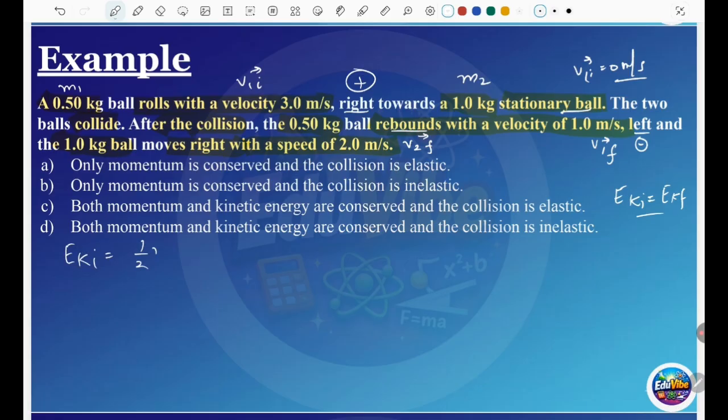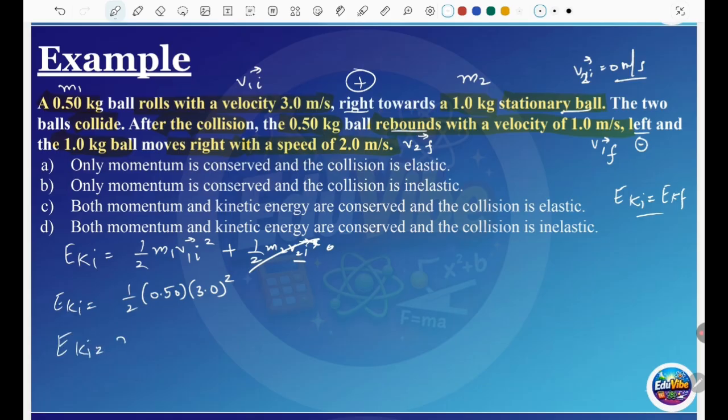EKi is equal to half m1 v1i square plus half m2 v2i square. Since v2i is 0, that term goes to 0. So I just have to find this one: mass 1 is 0.50 and 3.0 squared, and you get about 2.25 joules.